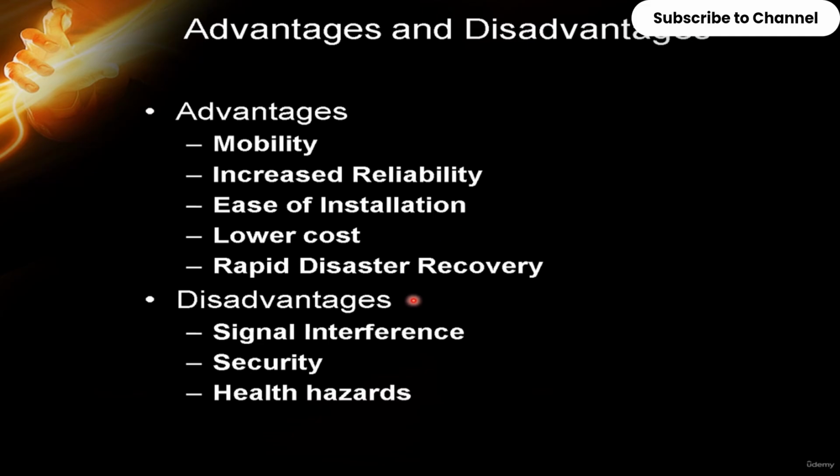The disadvantages are signal interference. For example, tall buildings or climatic conditions can cause interference in the signals. There is also the security issue, as people can easily tamper with the data. Finally, health hazards can occur if one uses wireless devices continuously for a long time.